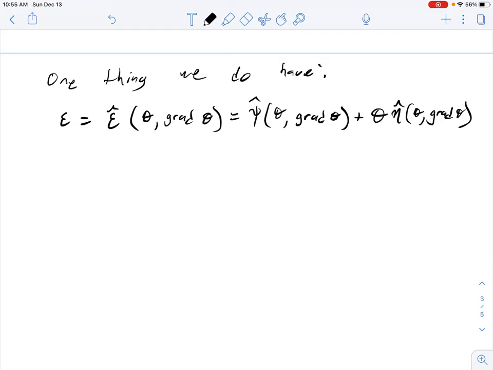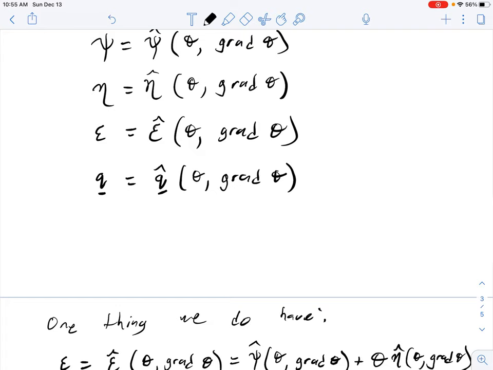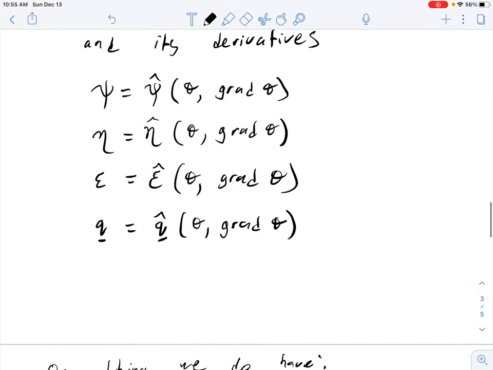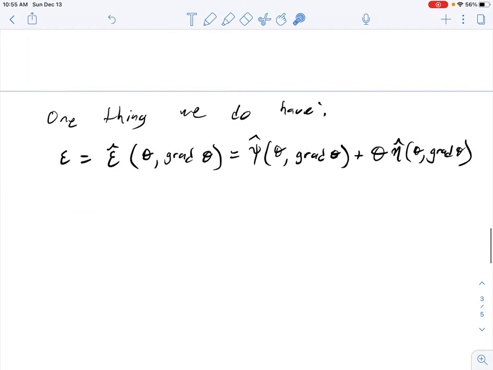All right, so now we're going to get into what's called the Coleman-Noll procedure. We're going to plug these functional forms into the second law of thermodynamics and figure out what can depend on what else and what can't. In other words, we're going to show that these three are not able to depend on the temperature gradient in this context. So let's do that.